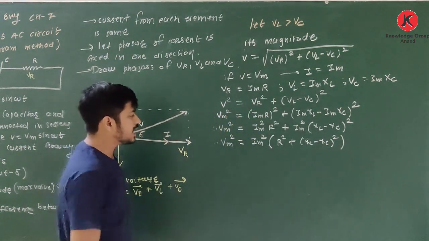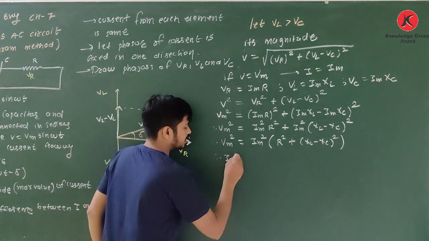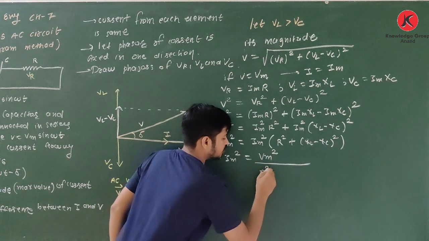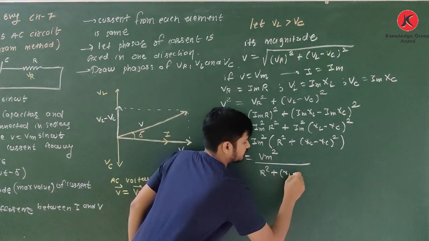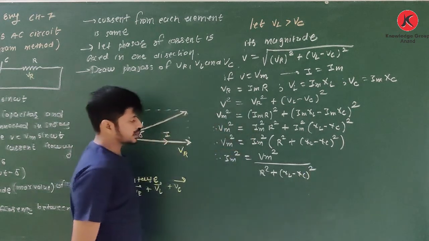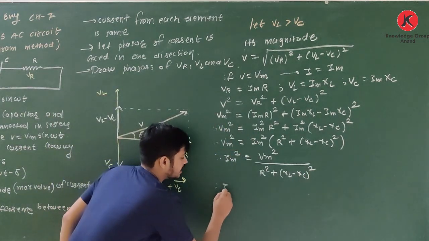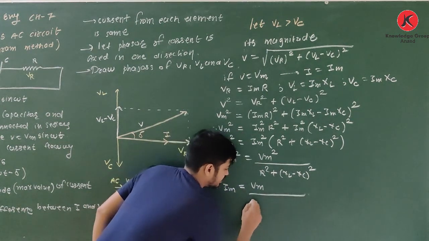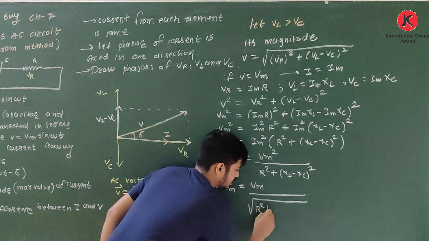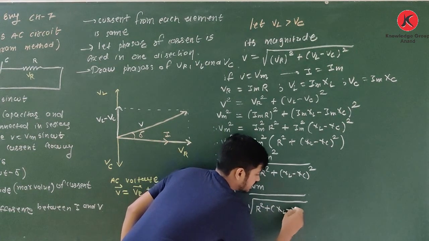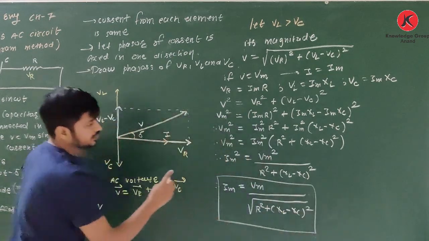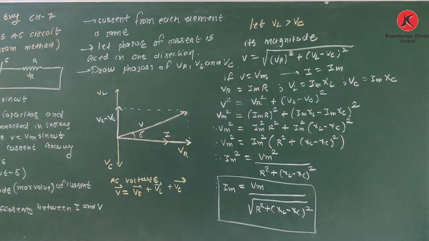Clear? Now if I make Im square the subject, then Im square is equal to Vm square upon R square plus XL minus XC whole square. Taking the square root on both sides, Im is equal to Vm upon under root R square plus XL minus XC whole square. This is the equation of Im. Clear about this?